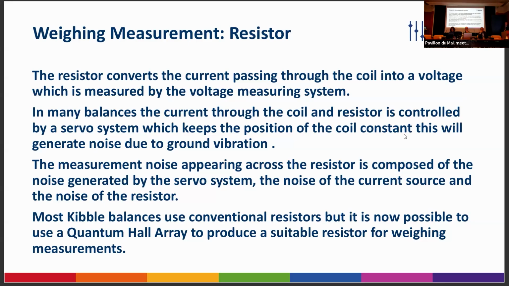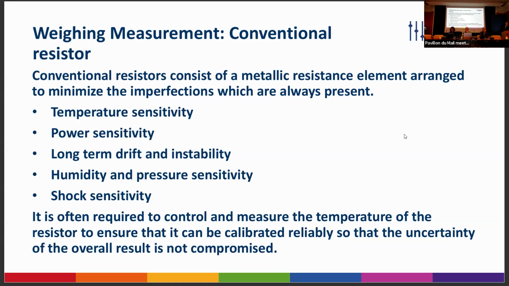Now, most balances at the moment use conventional resistors, but it's possible to use a quantum Hall array, which is really rather nice. Now, conventional resistors consist of metallic resistance elements, and they're arranged to minimize imperfections. However, you always get temperature sensitivity, power sensitivity, long-term drift and instability, humidity, and sometimes pressure sensitivity and shock sensitivity. So they need a lot of careful handling, but if you do it right, you can get down to levels below 10 ppb, which is good.